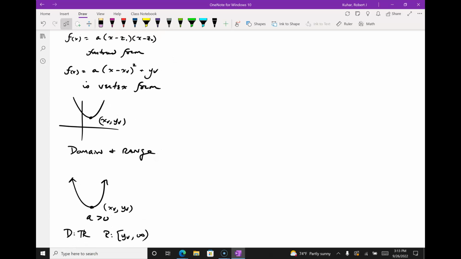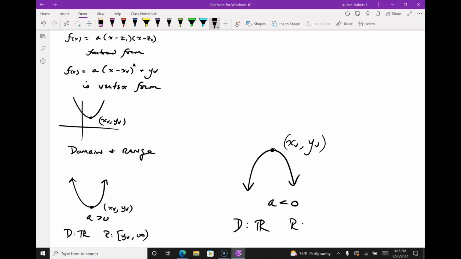So when A is positive, it opens up, right? When A is negative, it opens down. So A is less than 0 here. What's my domain here? Everything, right? It gets wider and wider, but very slowly. And what's my range here? It's from minus infinity up to y sub v.